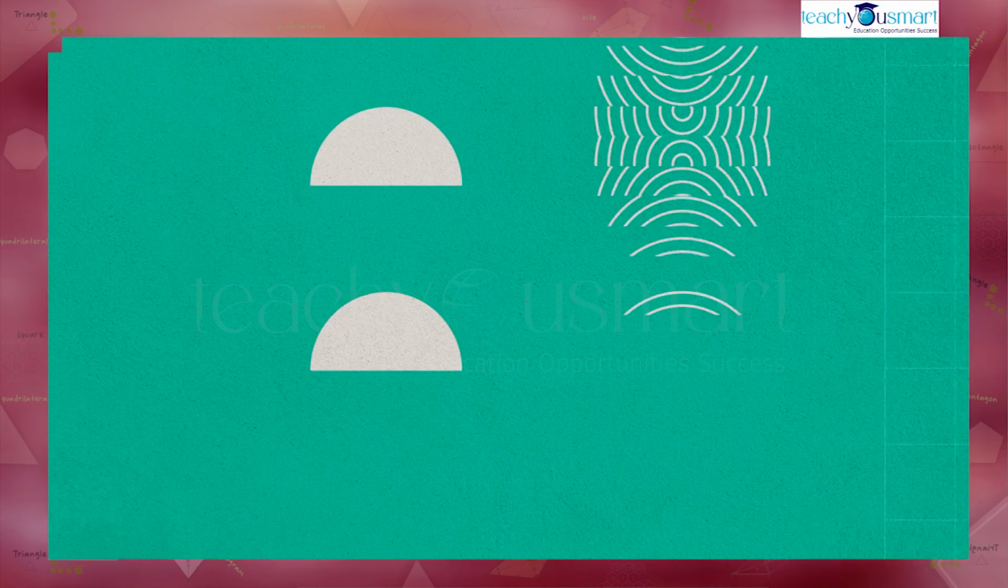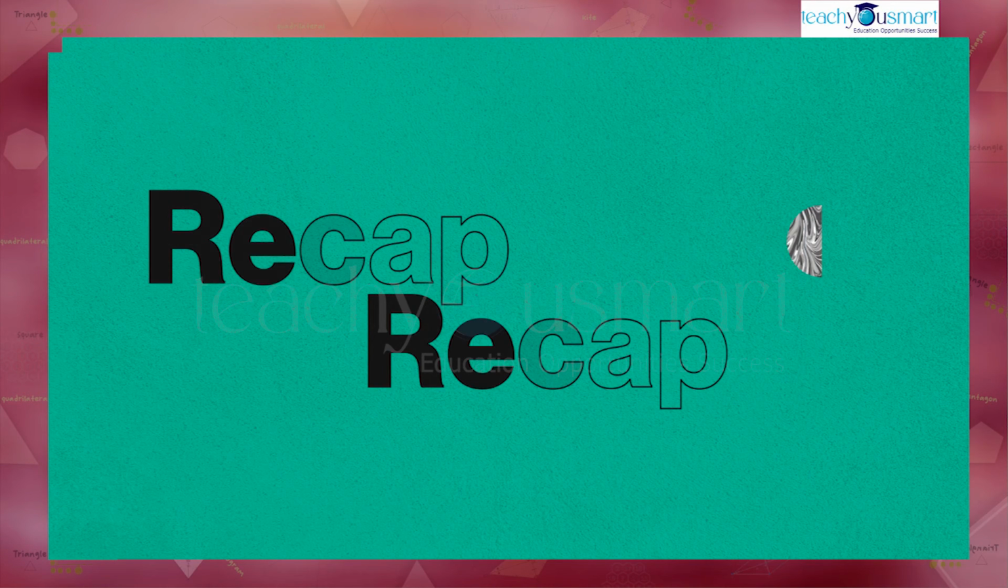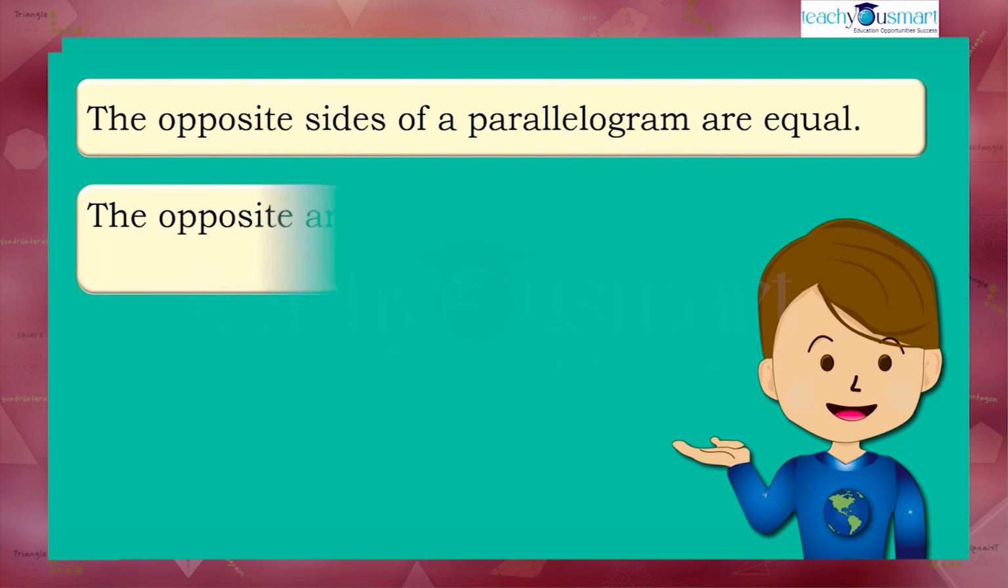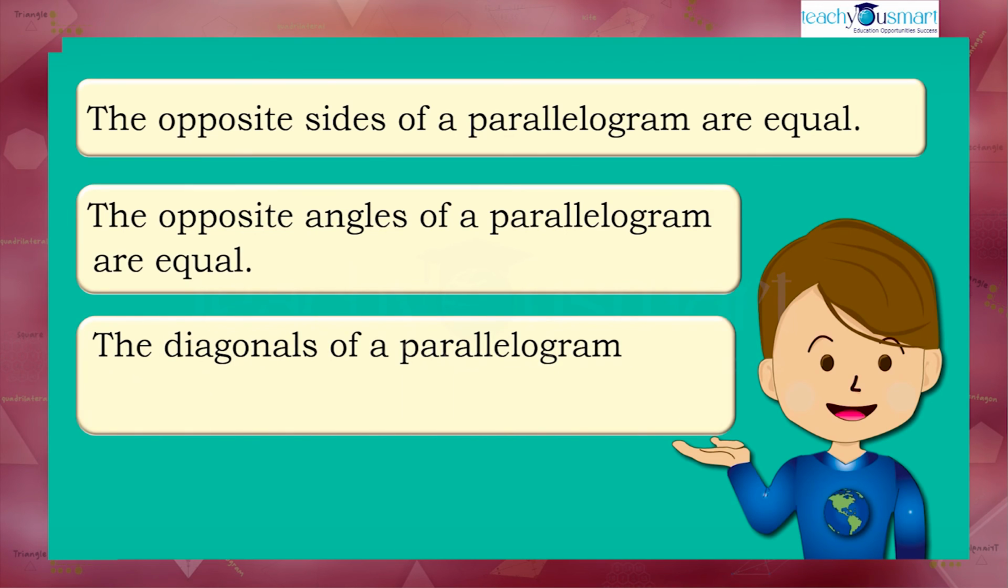So today, we discussed the mathematical justification of the properties of a parallelogram, such as: the opposite sides of a parallelogram are equal, the opposite angles of a parallelogram are equal, and the diagonals of a parallelogram bisect each other.